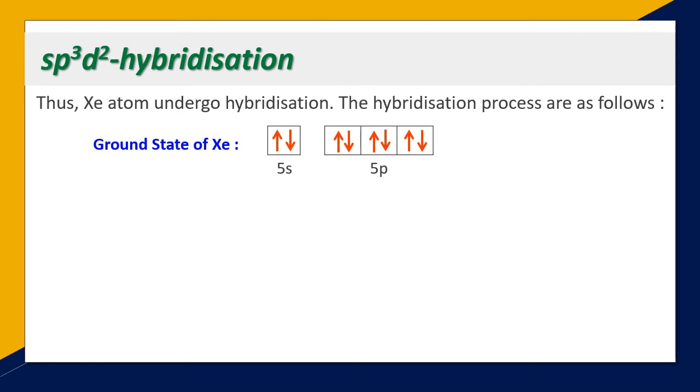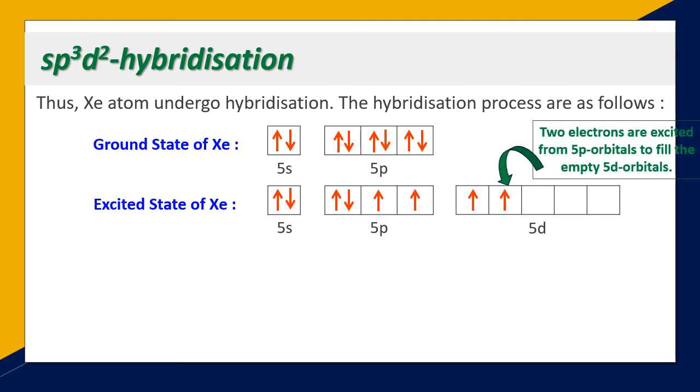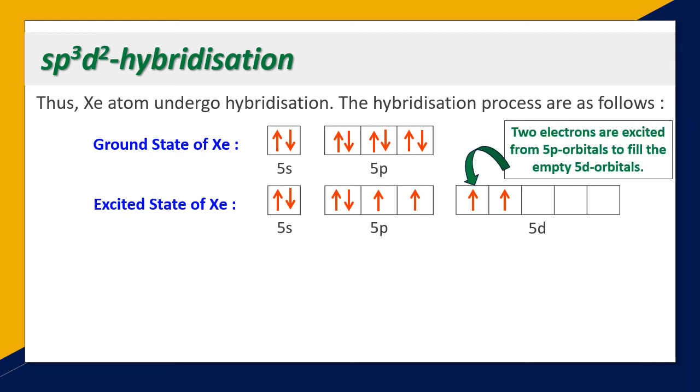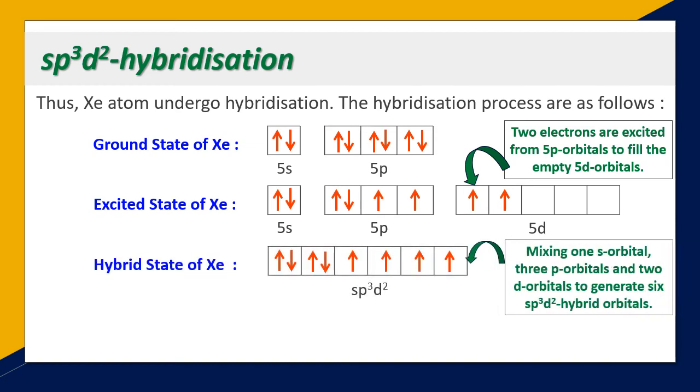At ground state, xenon has 8 valence electrons. In order to produce 4 unpaired electrons, 2 electrons are excited from the 5p orbitals to fill the empty 5d orbitals. Mixing 1 s orbital, 3 p orbitals, and 2 d orbitals will generate 6 sp³d² hybrid orbitals. Thus, the hybridization of the xenon atom is sp³d² hybridization.